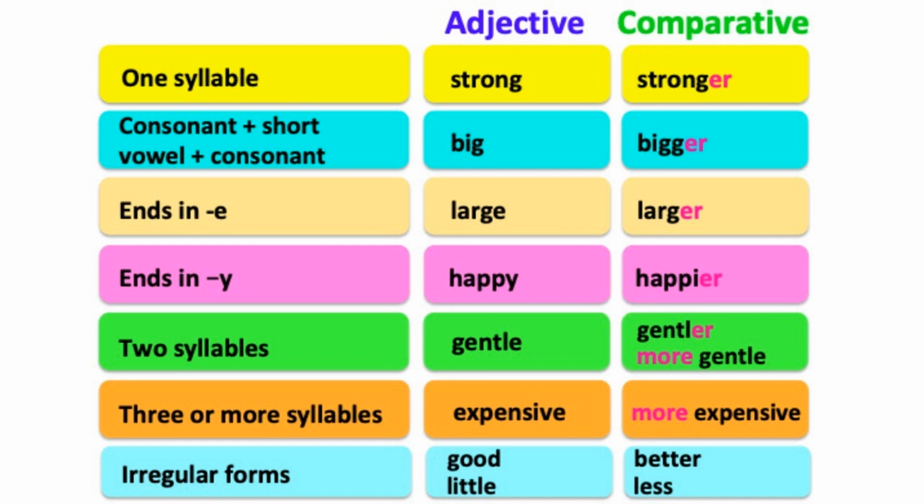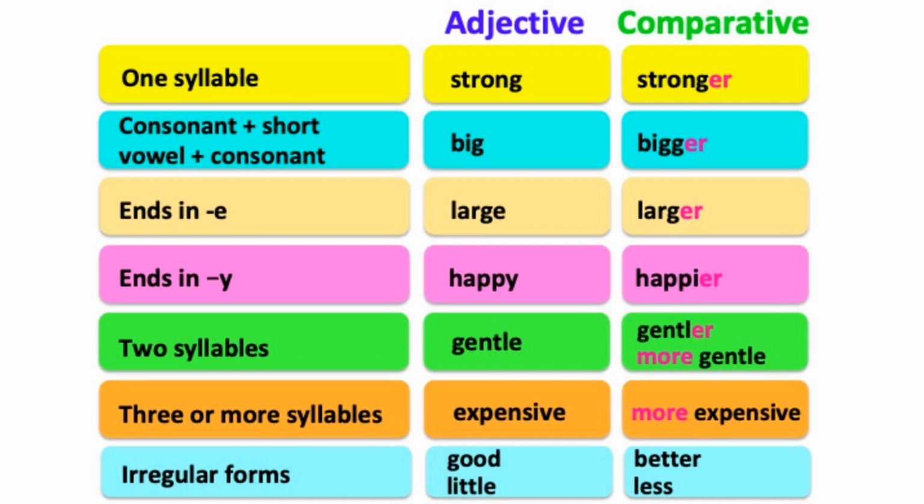One syllable: strong, stronger; small, smaller; fast, faster. Consonant, short vowel plus consonant: big, bigger. The ones that end in E: large, larger. The ones that end in Y: happy, happier; easy, easier. Two syllables: gentle, gentler, more gentle. Three or more syllables: expensive, more expensive.